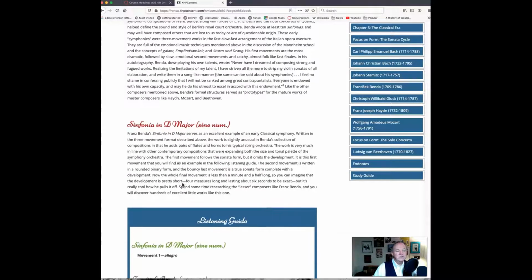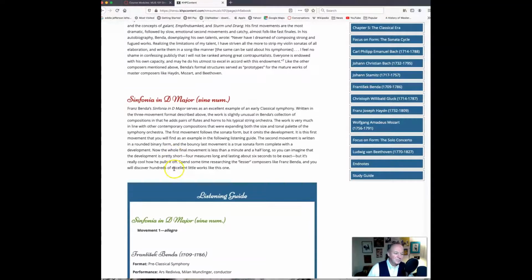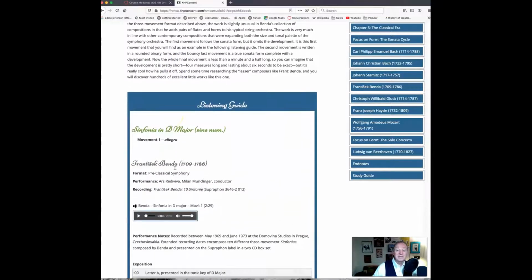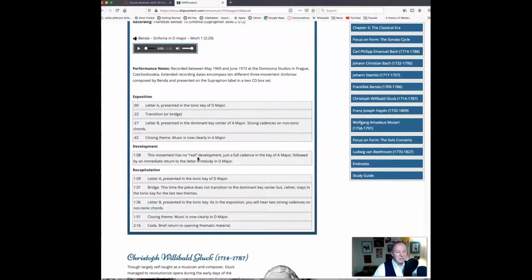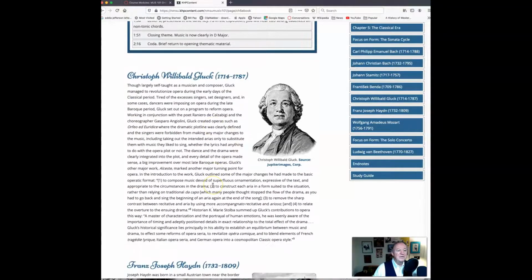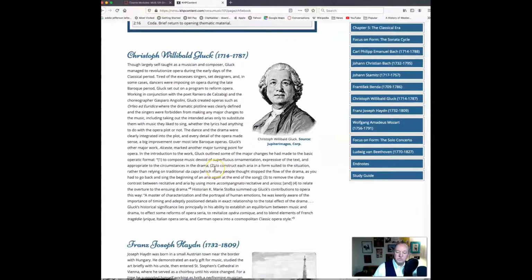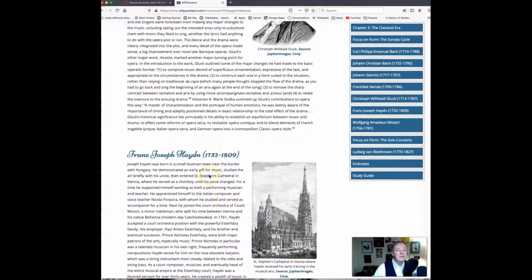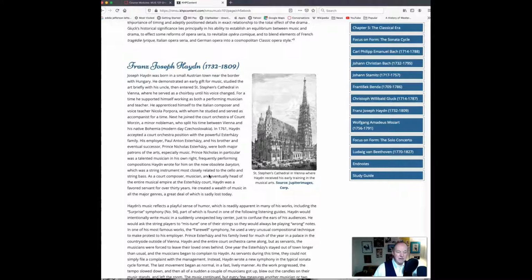So you have one of his early symphonies. The first movement is a sonata form, except it doesn't really have a development. You'll learn all about that. Gluck. We do go through some transformations with opera. Opera reform, very important. We talk about him here. And then we get to the three big dudes, Haydn, Mozart, Beethoven.